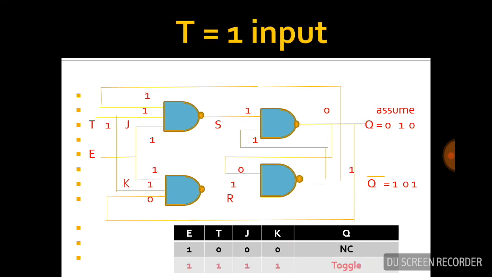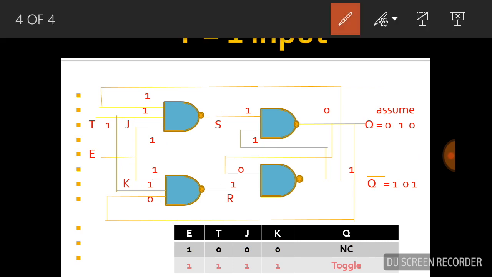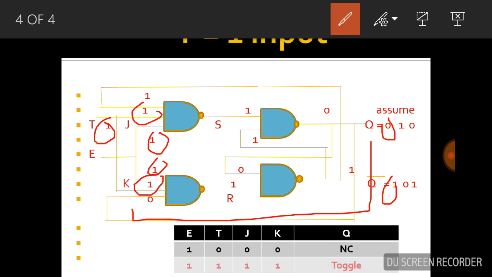Now next, if we provide T is equal to 1, then J is also 1 and K is also 1, the clock is 1, and Q reference is 0. Assume Q is equal to 0 and Q bar is equal to 1. So this Q is passed on here and this 1 is passed on here. So the K input is 1, 1 and 0. If any input of the NAND gate is 0, the output becomes 1. That means R is equal to 1.